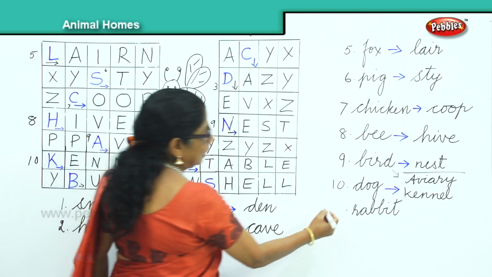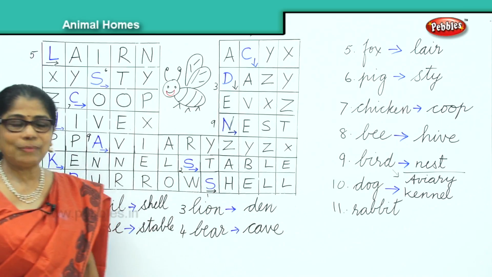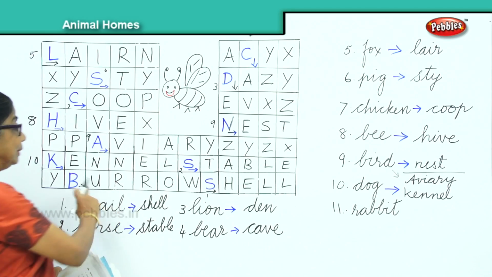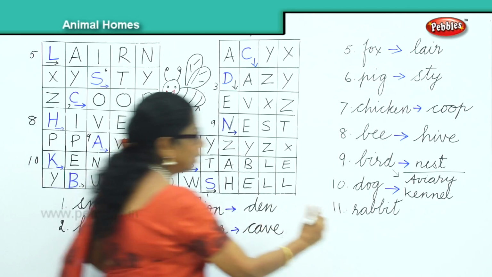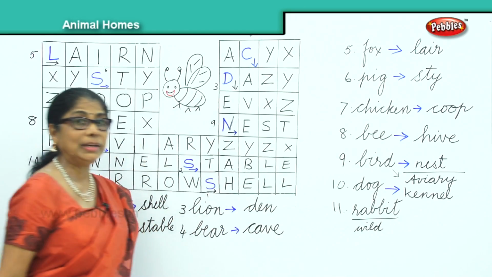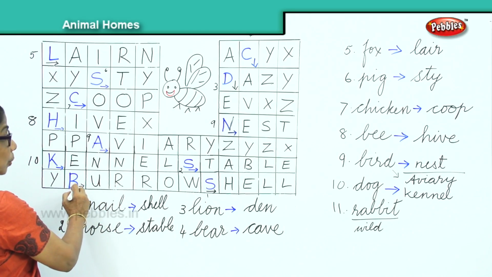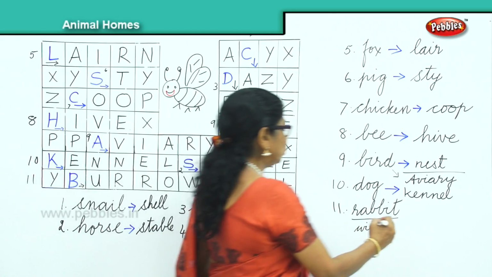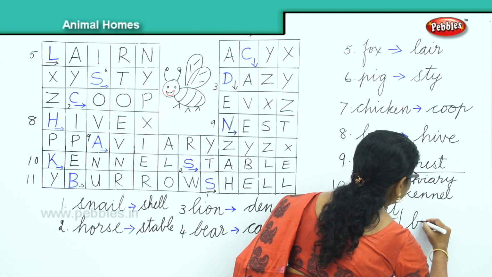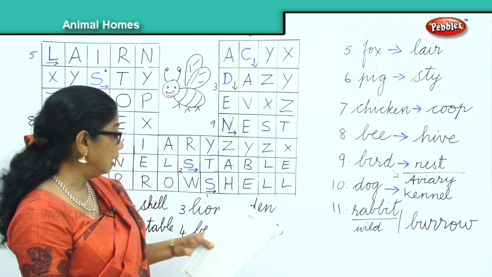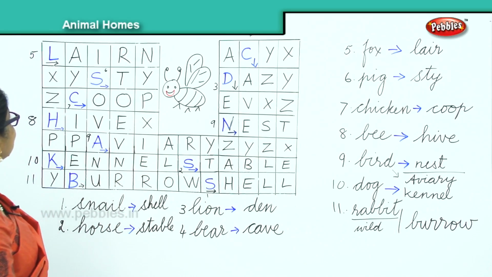And finally we have the rabbit. What about the rabbit? Where do we keep our rabbit? The rabbit is kept in a burrow. And this burrow, that's a wild rabbit, the wild one. The wild rabbit makes its own burrow, that is number 11. B-U-R-R-O-W. The wild rabbit digs up a burrow to live in. Okay, so that's what we have done.